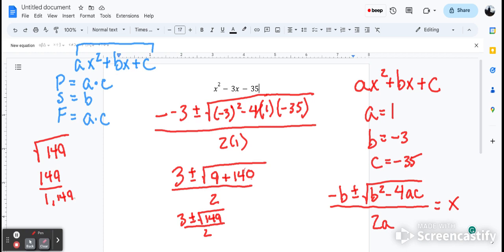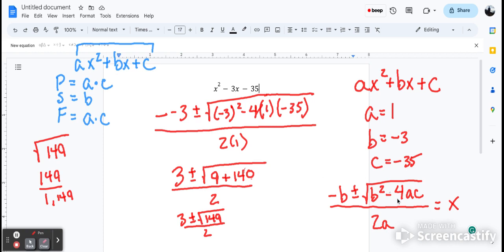Let's see. So we're going to start at 0. Okay, so 2 doesn't go, 3 doesn't go, 4 doesn't go, 5 doesn't go, 6 doesn't go, 7 doesn't go. And when I say doesn't go, 7 doesn't divide into 149 evenly. 8 doesn't go, 9 doesn't go, 10 doesn't go, 11, 12, 13, 14, 15, 16, 17, 18, 19, 20, 21, 22, 23. Nothing else goes into 149. 149 is a prime number. So we can't factor it.